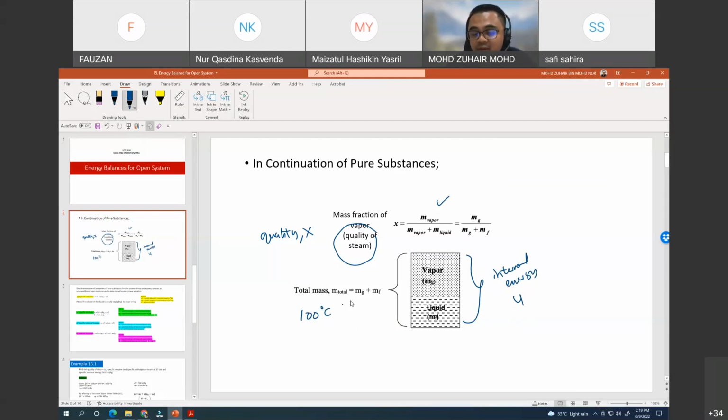So when we have the temperature, and we know that this is saturated, this is not superheated steam, so we know that this is referring to which table? A4, A5 or A6? Anyone can answer? A4. A4, correct.